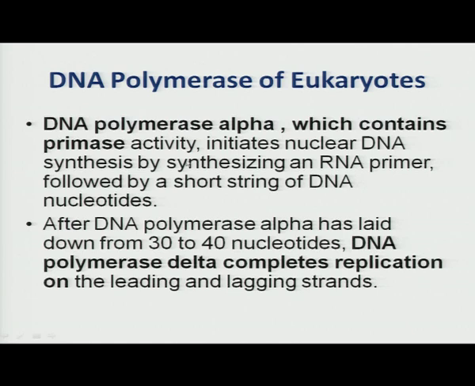Now, in case of eukaryotes, DNA polymerase alpha contains primase activity. Primase means it will synthesize a short stretch of oligonucleotides to provide a 3' end to the DNA polymerase to initiate the replication, and DNA polymerase alpha also helps in DNA synthesis in the nucleus. And after DNA polymerase alpha has laid down 30 to 40 nucleotides, the further replication will be completed by DNA polymerase delta, and the process is the same as that of the prokaryotic DNA replication.